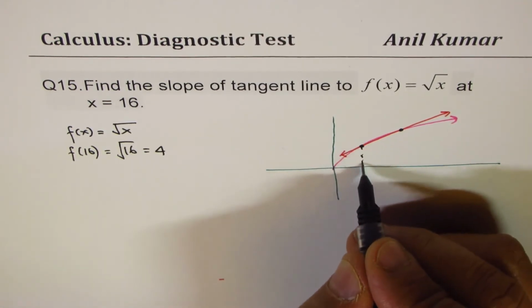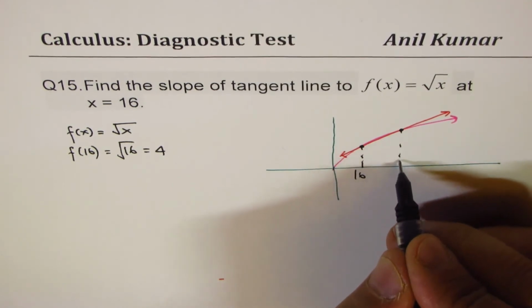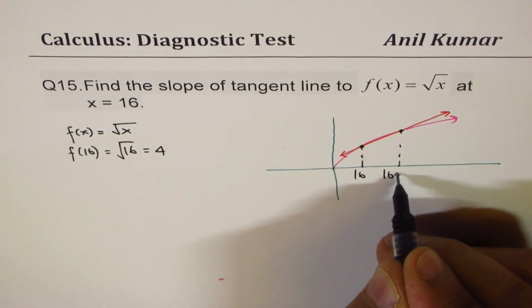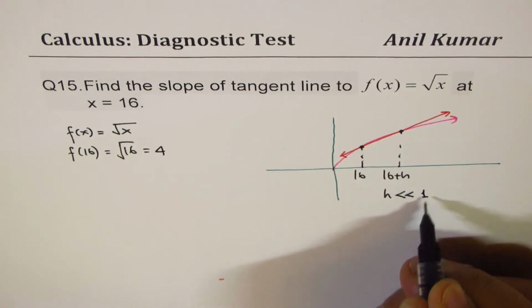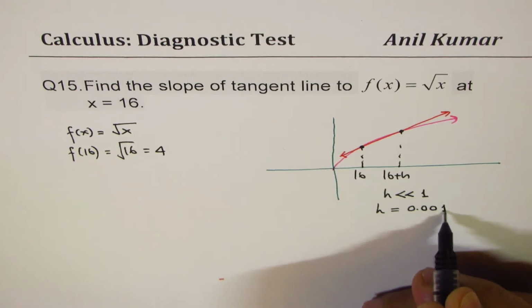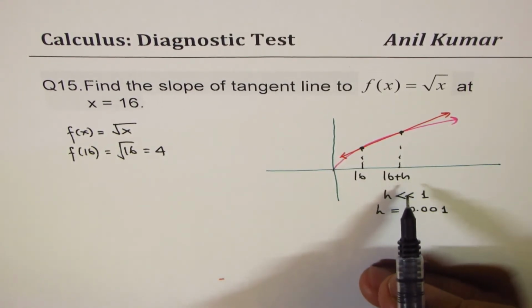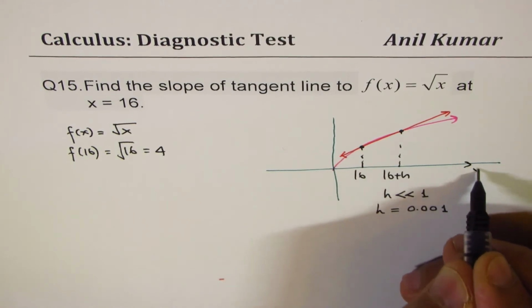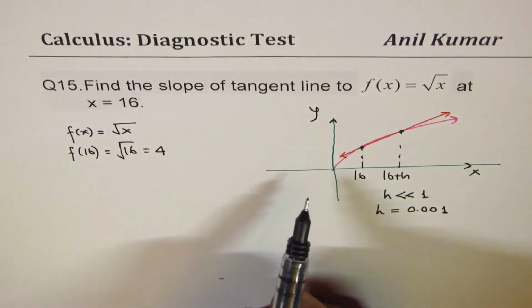So we are given one point at x equals 16. We'll consider another point which is slightly away, right? Where h is very, very small. Sometimes you can say h is equal to 0.001, right? You could do that. But we'll take a general value, correct? So the idea is to understand the concept.